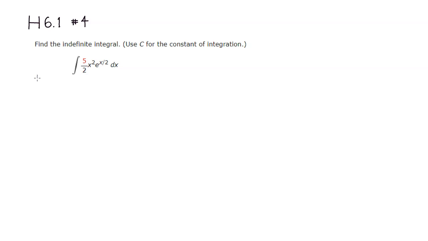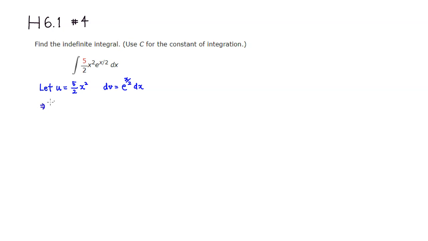I'm going to let u be 5 over 2 x squared, and dv to be the rest of it, so it's going to be e to the x over 2 dx. And then go through the usual drills.